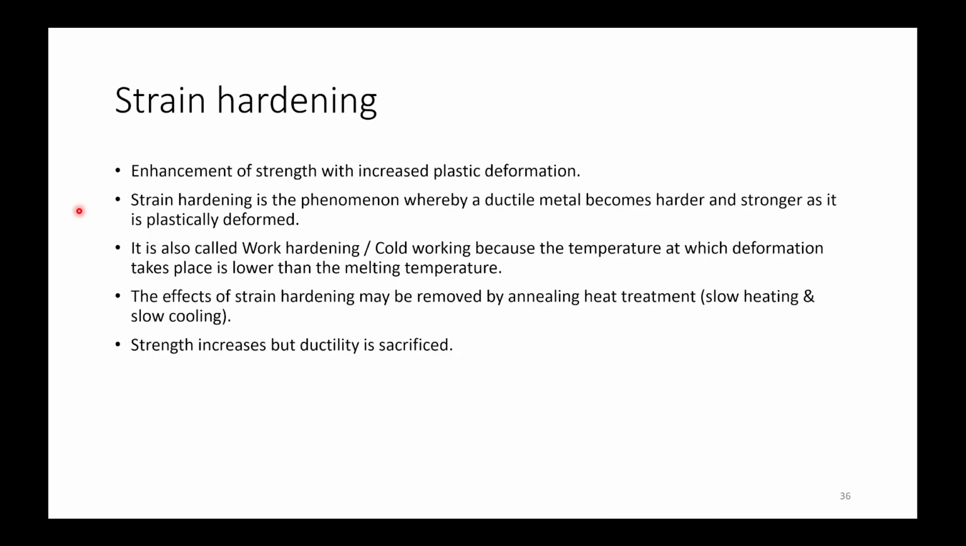So if there is very high strain hardening while we are working on a metal, then in between we provide annealing to reduce the density of dislocations. This is a heat treatment. What we do is slowly heat the material, then slowly cool it. The strength increases but ductility is sacrificed.